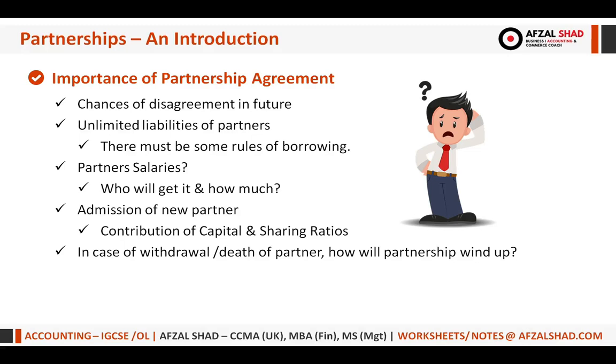The reason is, if I'm taking more and more loans for the business, today it might seem good, but tomorrow I have to pay it back. And by taking the loan by myself, I am putting the burden of my loan on the other partner as well, because that partner is also a general partner. At the end of the day, the bank is not going to ask me for the loan, but you yourself are also responsible for that loan. That is why there must be some rules of borrowing.